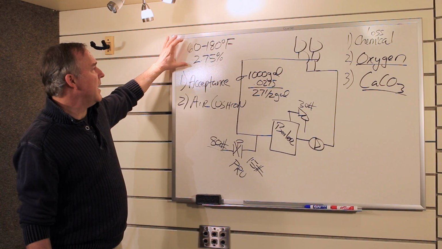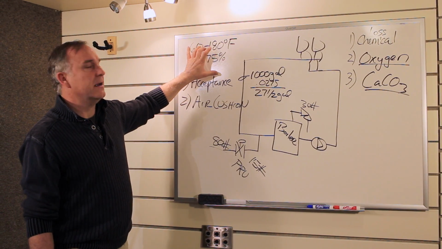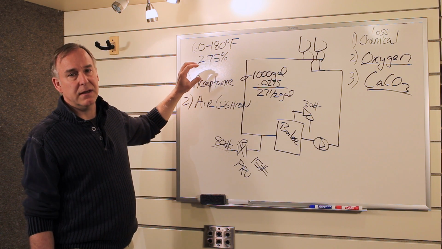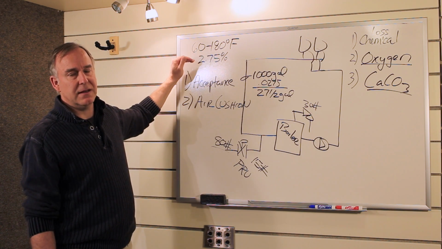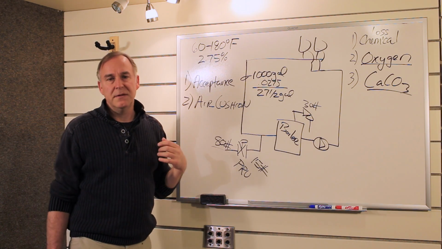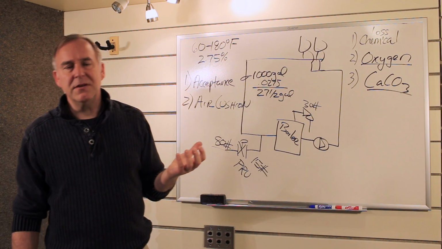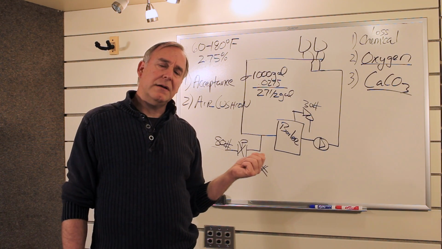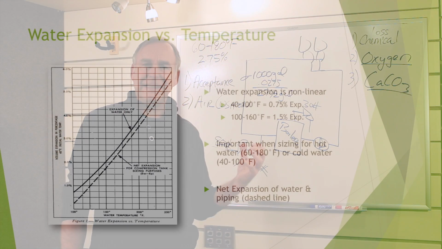In the absence of your pipe expanding, 60 to 180 degree water would give you about 3% total expansion. But when we take into account that pipe, it's about 0.25% less. So there's that. The other interesting thing if you look at this diagram is that the expansion of water is quite non-linear.